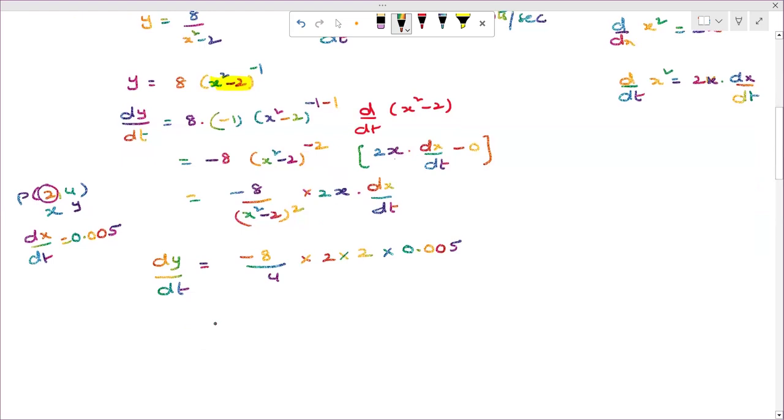Okay, so now we simplify this one. 4 gets cancelled. Now 8 into 0.005 is 0.04, so 0.04 units. You mention the measurements also; the units are per second. So dy by dt is equal to 0.04. This is how we have to simplify the problem whenever dx by dt is given and the x value is given. You need to check that.